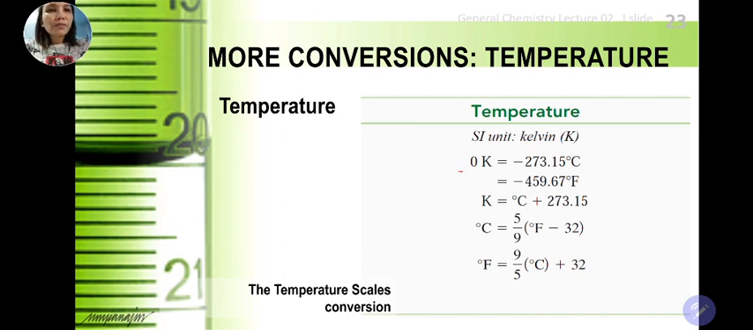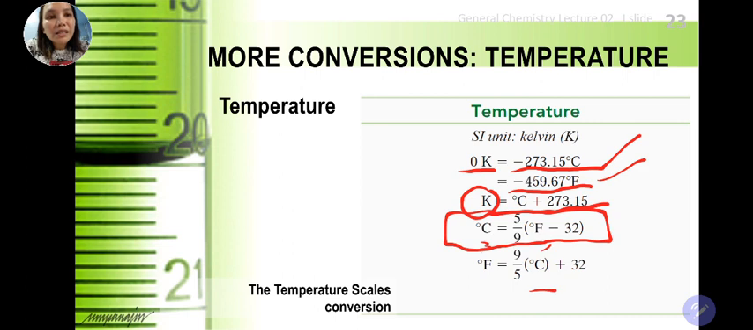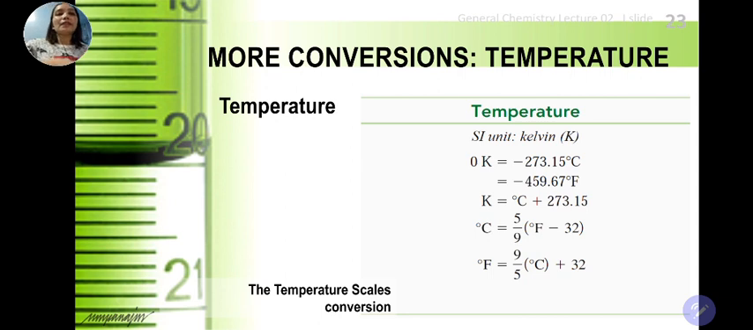So, ito yung scales of conversion for temperatures. So, meron tayo from 0 Kelvin, we have negative 273.15 degrees Celsius and negative 459.67 degrees Fahrenheit. So, from Kelvin to degrees Celsius, mag-a-add lang kayo ng 273.15. And then the formula from degrees Fahrenheit to degrees Celsius, you will use this formula. From degrees Celsius to Fahrenheit, you will use this formula. Okay? Please take note of that. Especially these three.